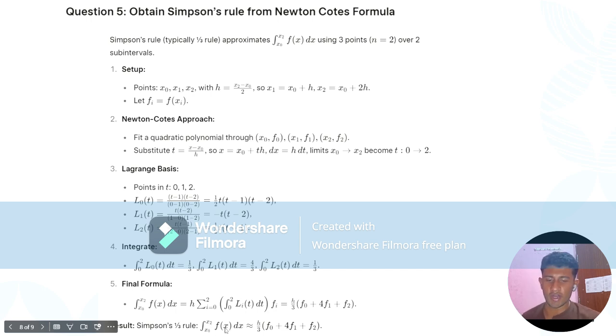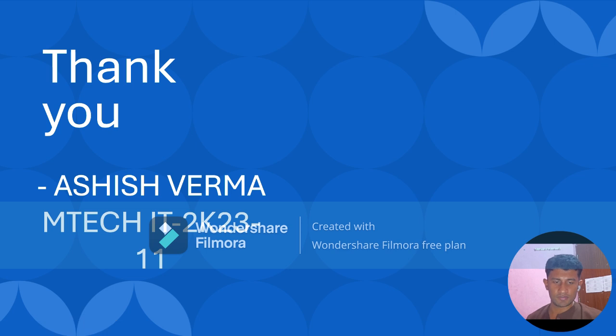Substitute t equals (x minus x0) by h. So x equals x0 plus th, in which dx equals h dt. Limits x0 to x2 become t from 0 to 2. Lagrange basis of the points in t, 0, 1, 2: L1, L2, L3 are the given points. By integrating them, we get the final formula, which is also known as Simpson's 1 by 3 rule. Thank you for watching this video.